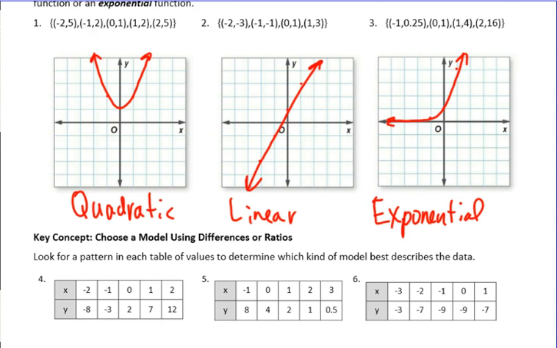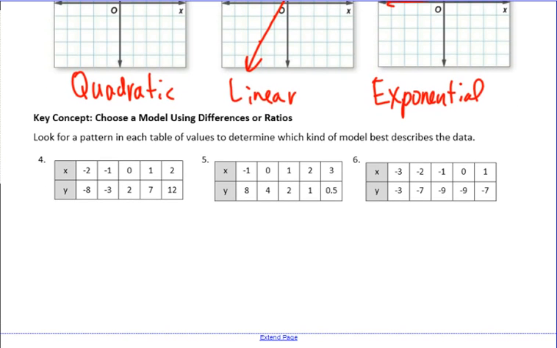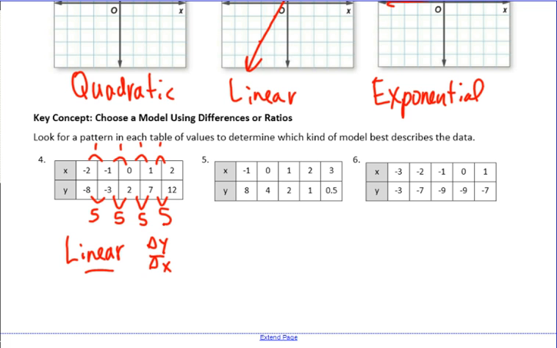The next group of questions, look for a pattern in each table to determine what model is used from a table instead of a graph. So the first thing we're going to do is look for a pattern in the y values. So this is plus 5, plus 5, plus 5, plus 5. And up top it goes up by 1 each time. So we know that if it is a constant value or constant ratio in the y's, that it's linear, because our slope would be constant. The change in y over the change in x is constant here, which means it's a linear function, straight line.